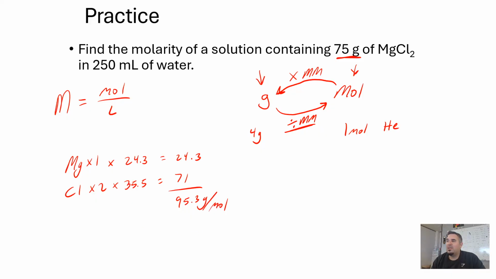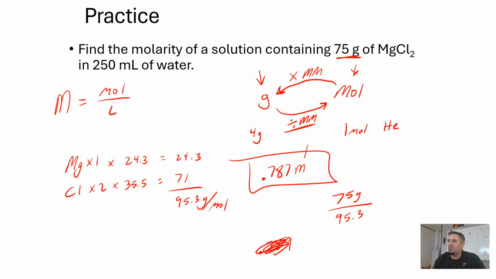So now we need to figure out how many moles we have. And to do that, we're just going to do 75 grams divided by 95.3 grams per mole. So let's plug that into our calculator. 75 divided by 95.3. And I got 0.787. Sorry, let's rewrite. So 0.787. And our unit is going to be molar. I know that M looks lowercase. Just imagine it as a capital letter. Let's go ahead and move on.